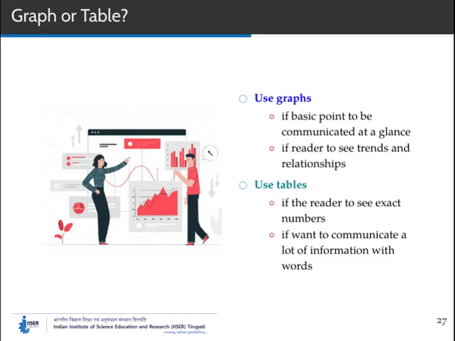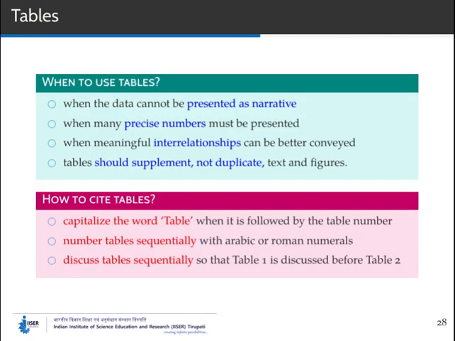Consider a table when you want to disclose the exact numbers. For example, instead of showing an AFM image, it is better to list different physical parameters obtained from the studies, like roughness, skewness, etc. When you decide to use a table, be sure that the particular data cannot be presented as a narrative and that it has precise numbers, for example, variation in mobility with respect to different temperatures. Such a relation can be defined with tables. Remember, a table should supplement, not duplicate, text and figures.